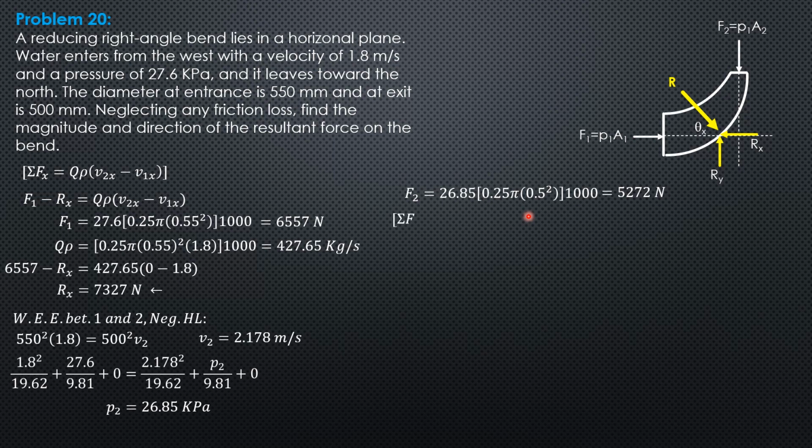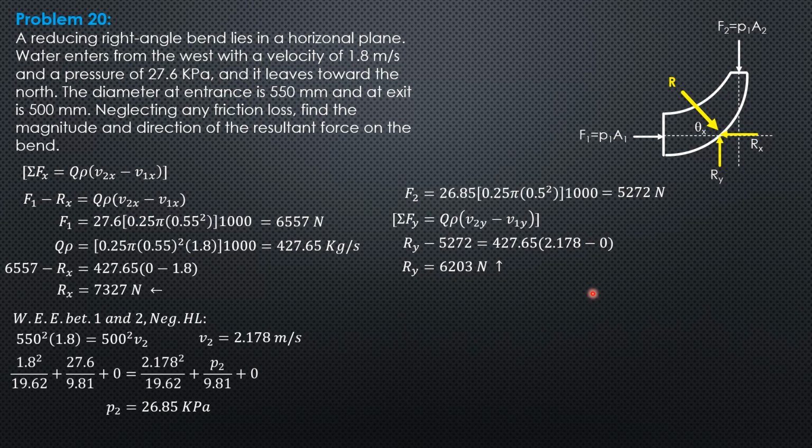Summation of forces along y equals Q rho quantity V2y minus V1y. Take note that V1y is 0, V2y is 2.178. So the equation is Ry minus F2, minus 5272, equals Q rho, 427.65, times V2y 2.178 minus V1y 0. So Ry can now be computed, equal to 6203 newtons.